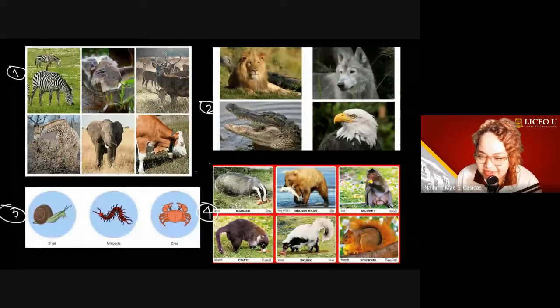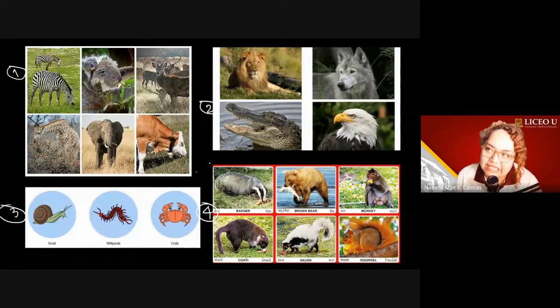How about the animals in number four? We have the honey badgers, the brown bears. We don't have those here. The monkey, we do have that. The macaques. Squirrels, we don't have squirrels. Skunks, no. Coati, I think it's in Southern Asia. But we don't have that here.